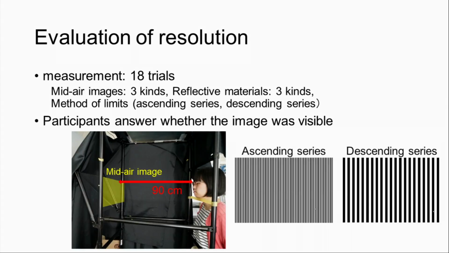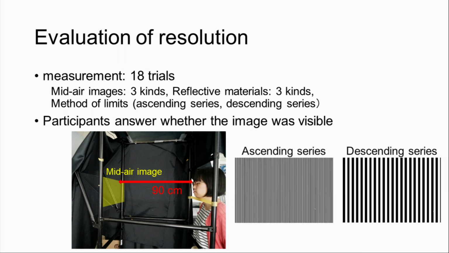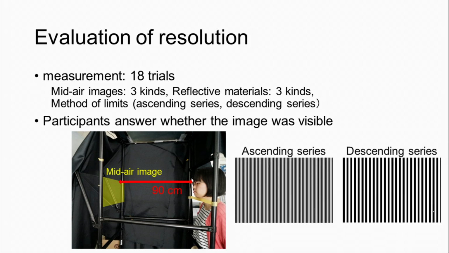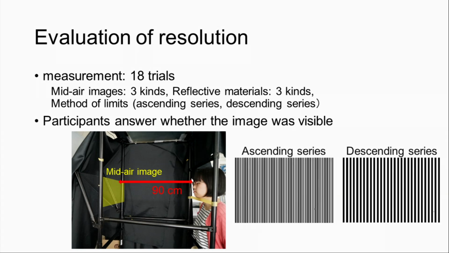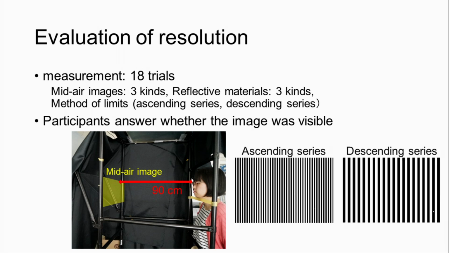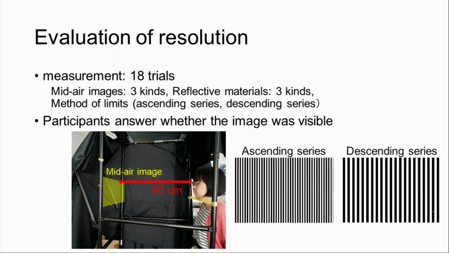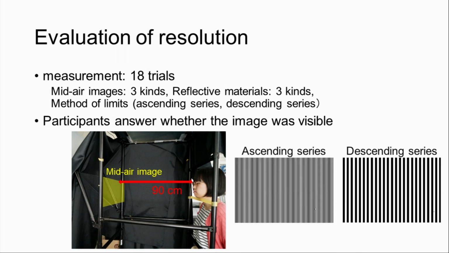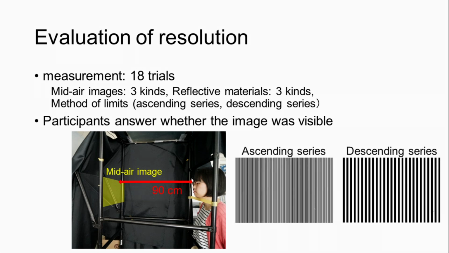Each participant completed 18 trials. We measured the resolution by using the method of limits. In each trial, we asked participants to answer whether the image was visible. We randomly changed the reflective material and the stripe pattern for each series. The ascending and descending series were also randomly conducted.